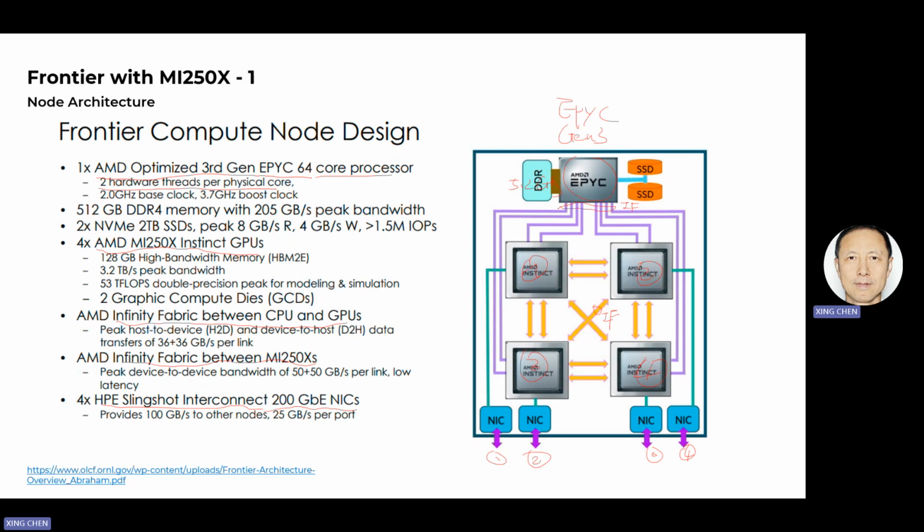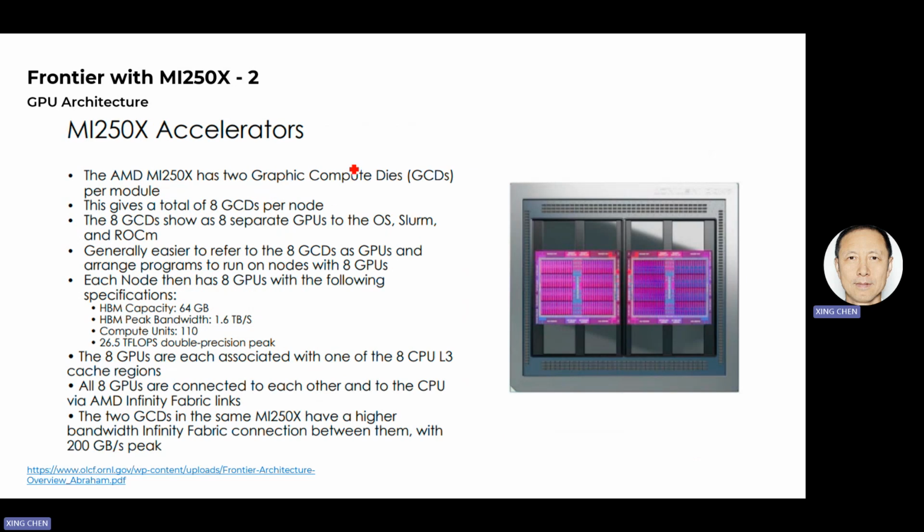Okay, and we need to have a look at this MI250X GPU. This GPU MI250X has 2 graphics compute dies, 2 GCDs per module. So in the system, you have 4 GPUs. Each GPU has 2 graphics compute dies. Then you have 8 GCDs per node.